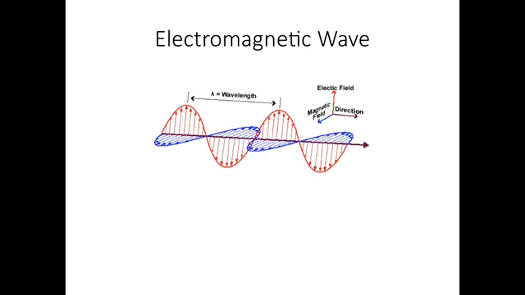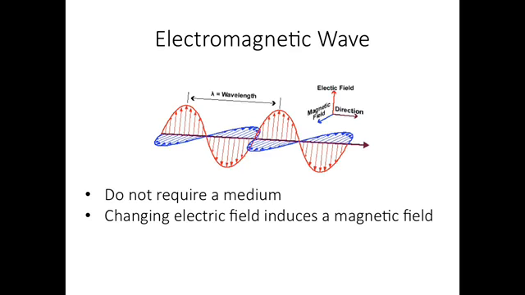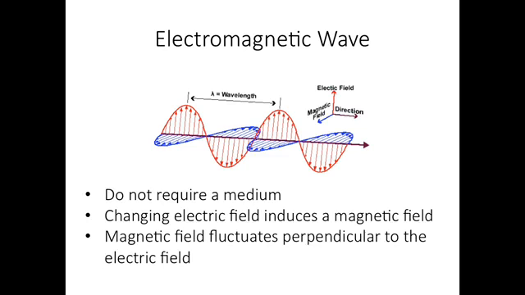Electromagnetic wave. This is a diagram of an electromagnetic wave. It does not require a medium and has a changing electric field which induces a magnetic field, constantly self-generating. And finally, the magnetic field fluctuates perpendicular to the electric field.